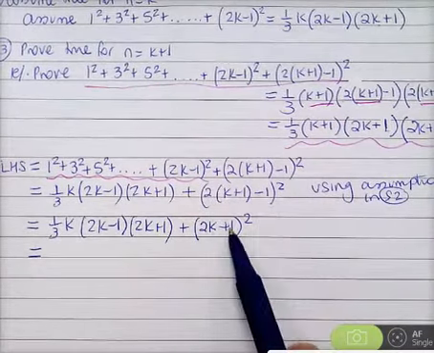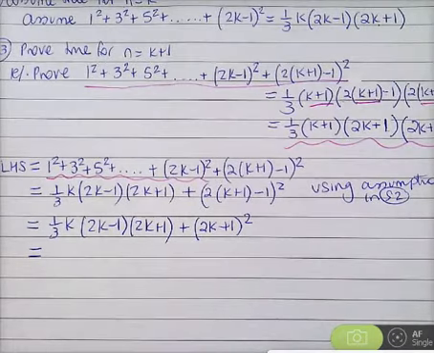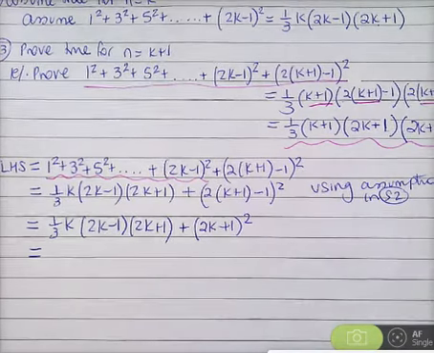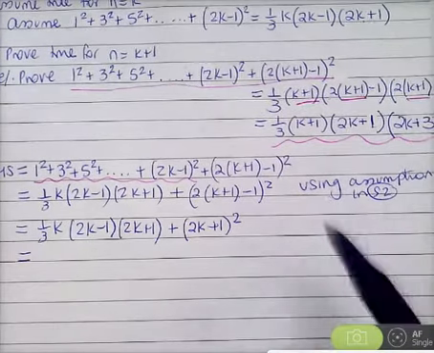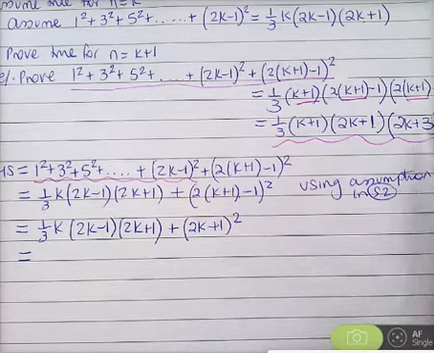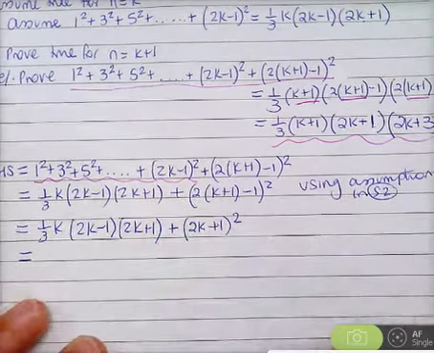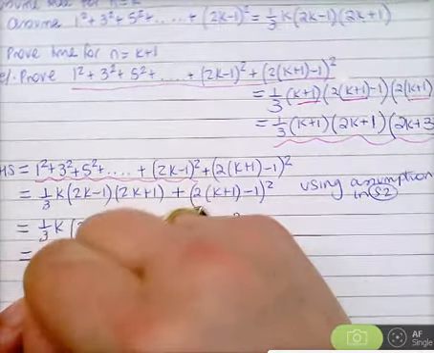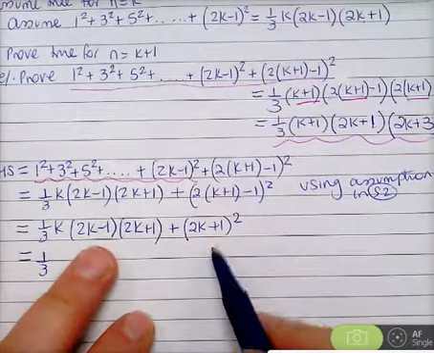Simplify that. Now, no, you don't expand. You factorize. Can you do it for me? What do you pull out? 2k, yeah, and the 1/3. Look at what we're trying to get at the end. You're trying to get 1/3, 2k plus 1, k plus 1, 2k plus 3. Pull out the 1/3. Don't make the mistake like I did before. Pull out the 1/3 and anything else that's in common.